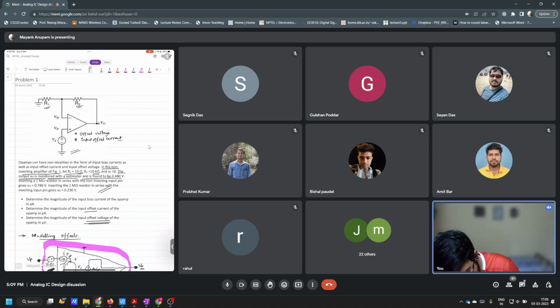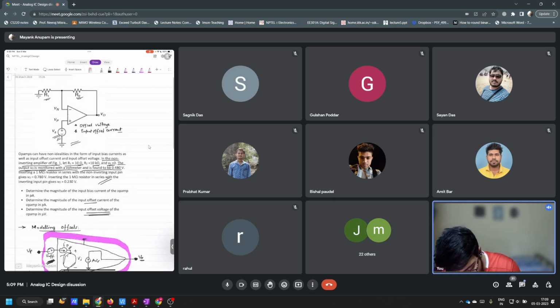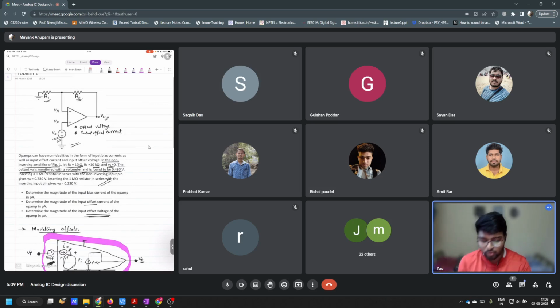So basically they have nullified the input, right? This was an externally applied input and they have nullified it. Vs is equal to 0, so that is why it is nullified. After that, the output VO is monitored with a voltmeter and is found to be 0.480 volt. So after all that nullifying, this voltage is 0.480 volt.